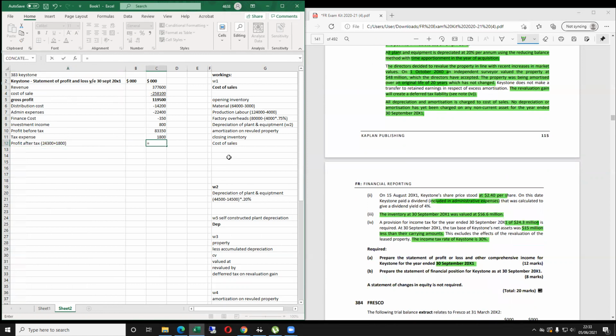So this will go 2,400 plus 1,800, and this will be your tax. $26,100 will be your tax amount. Oh, come on, I mistakenly wrote it here. It should go here because this is after tax. This is after tax. Yep. This is equal to this plus this. So this is your figure, profit after tax.